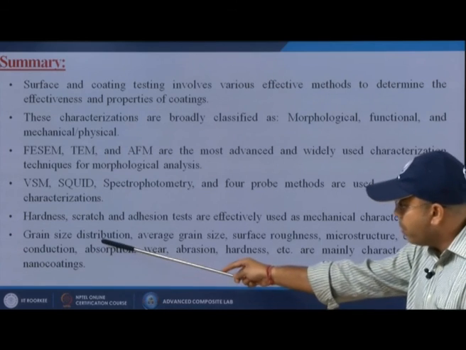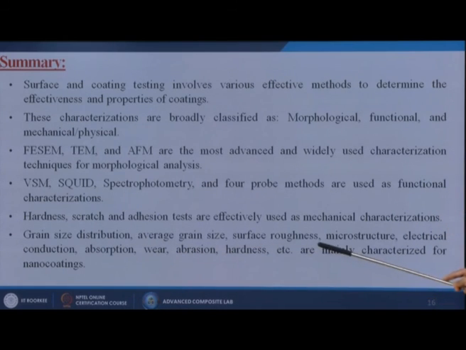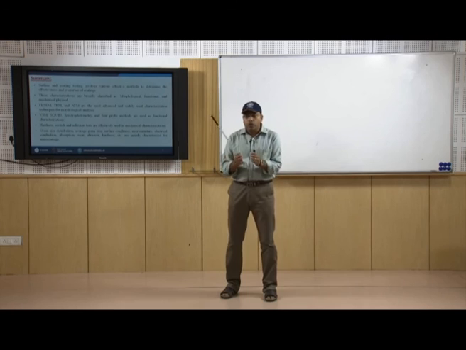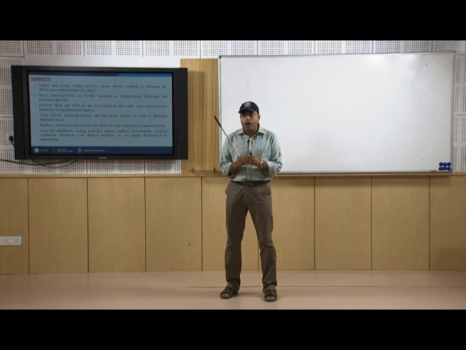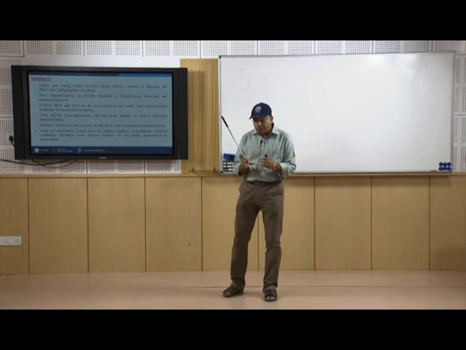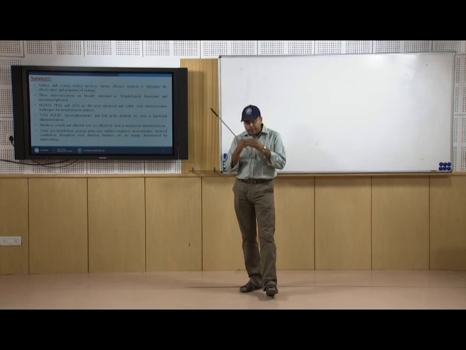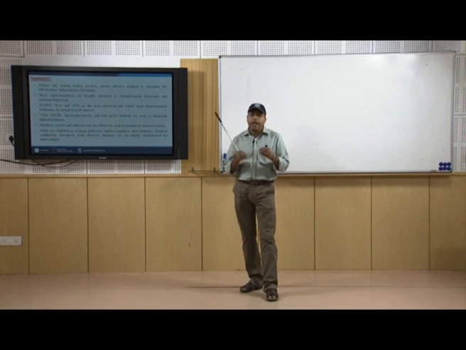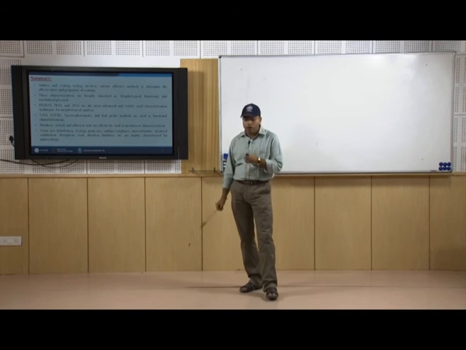Then we have also discussed grain size distribution, average grain size, surface roughness, microstructure, electrical conduction, absorption, wear, abrasion, hardness, etc., which are mainly characterized for nano coatings. So all these techniques are widely used to check whether our coating is proper on our surface or not. If the coating is not proper, then it can give lower properties. By checking this we can see whether the coating and the substrate are sticking together or not, how much the coating is giving better properties, and whether these properties, or these coating materials, can sustain for a longer time.